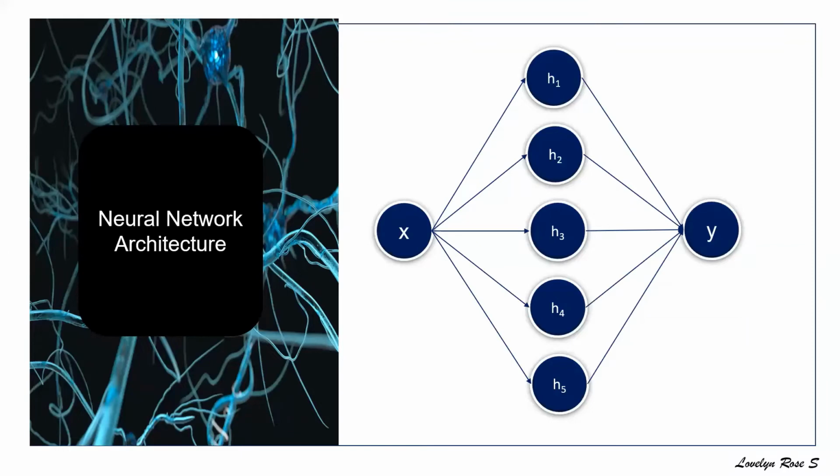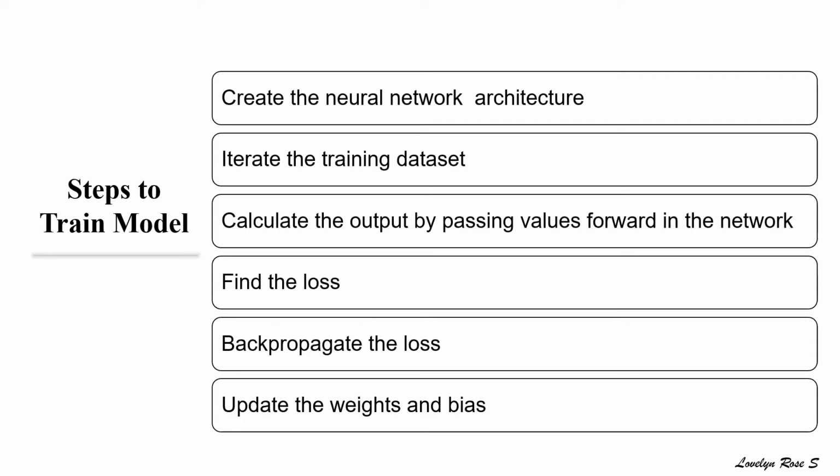To create the neural network architecture, there are a couple of steps that we need to do to train a model. That is, we create the architecture, we go through the samples in the training dataset one by one. And for every sample, we calculate the output by a forward pass. Then we find the loss. Then we backpropagate the loss and we update the weights and the bias. In this particular example, we're going to consider a normal gradient descent. So we're not going to consider any batch sizes.